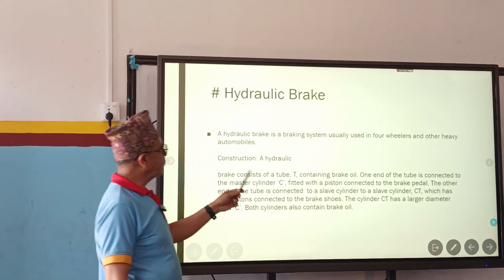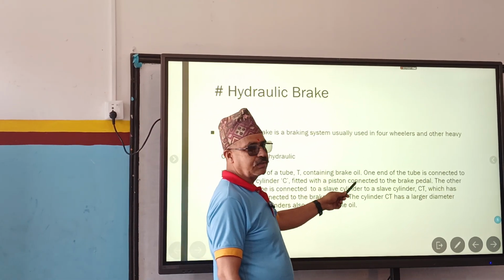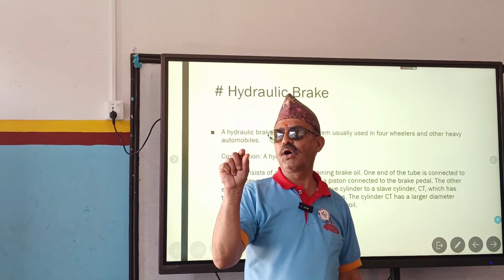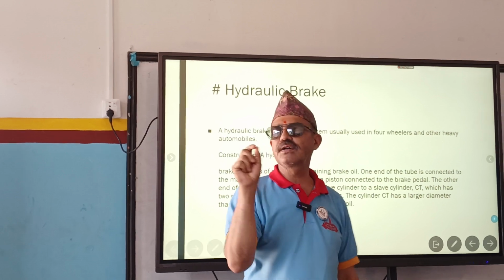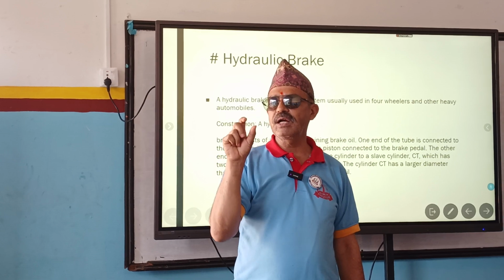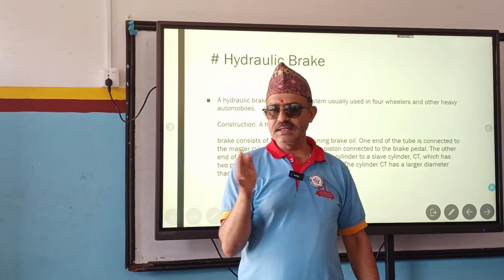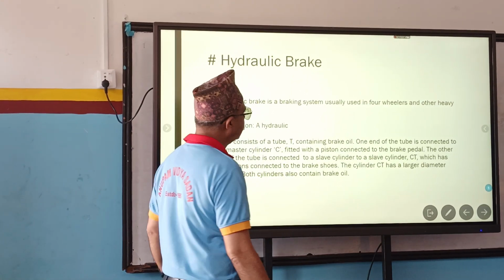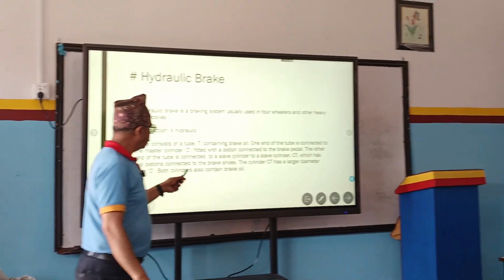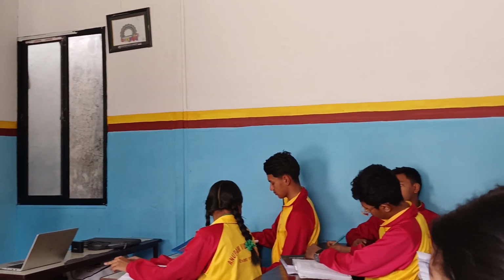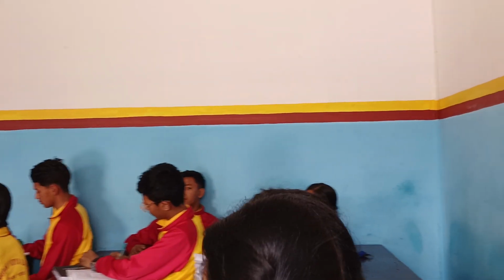A hydraulic brake consists of a tube T containing brake oil. Especially they use a kind of thick oil. Brake oil is much thicker than water. Water has less density, but the brake oil has more density, so that it can transmit the pressure easily. One end of the tube is connected to the master cylinder C, fitted with a piston. The piston is connected to the brake pedal, where the person's right leg can touch it.